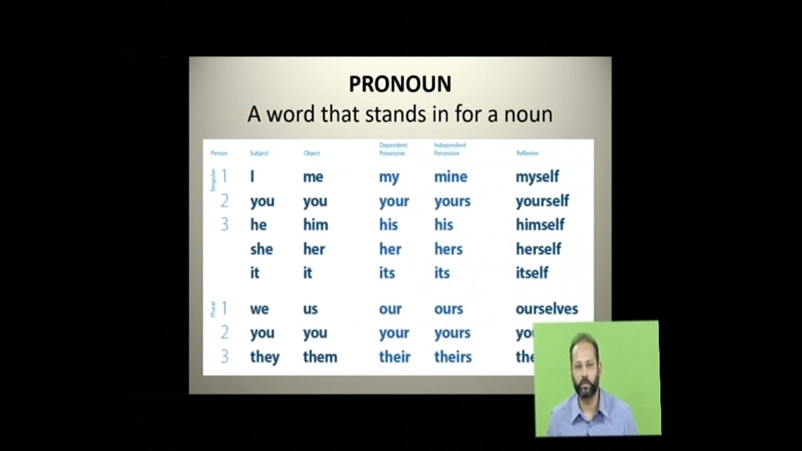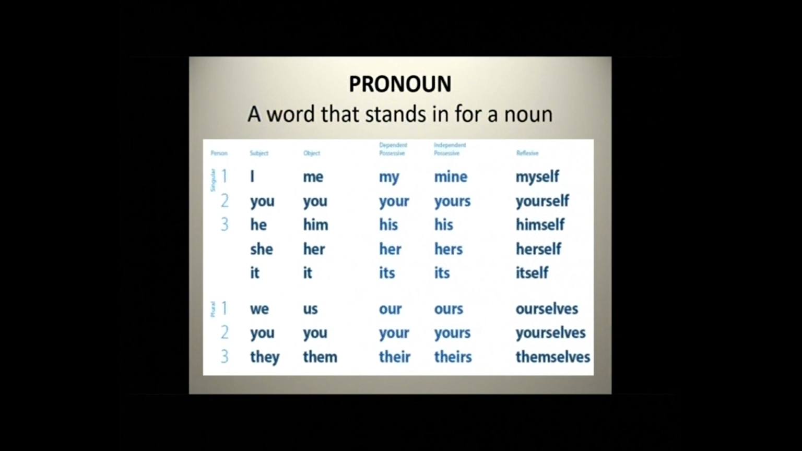Let's proceed further. We have pronoun. What is a pronoun now? A word that stands in for a noun. The word that replaces a noun. In simple language, you can say a word that replaces a noun, that can be used in place of a noun, is called a pronoun. So here in front of you we have examples of pronouns, singular pronouns and plural pronouns in their respective places.